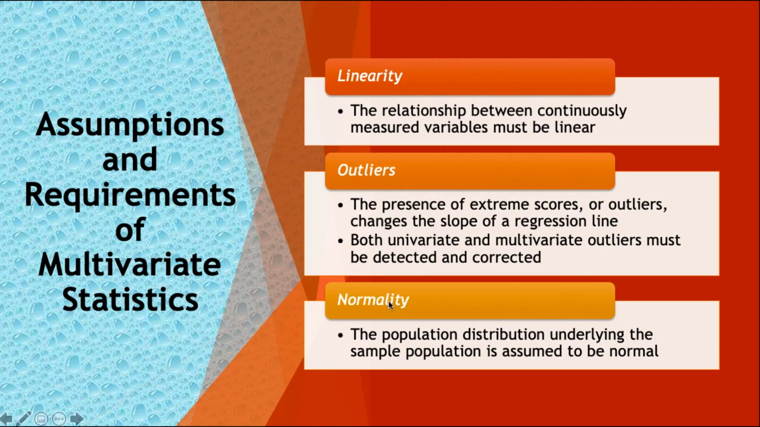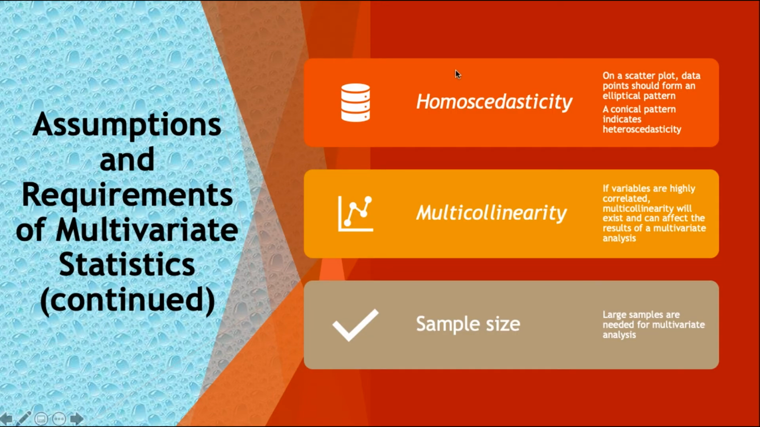Now we talk about normality. As in the case of bivariate statistics, multivariate statistics assume that the population distribution underlying your sample distribution is normal. This is the assumption of normality. Transform skewed data with one of the standard transformations in order to normalize the distribution before using any multivariate statistic. Then we have homoscedasticity. Homoscedasticity is related to normality and is the assumption that the variability in scores on one variable is roughly the same at all values of the other variables.